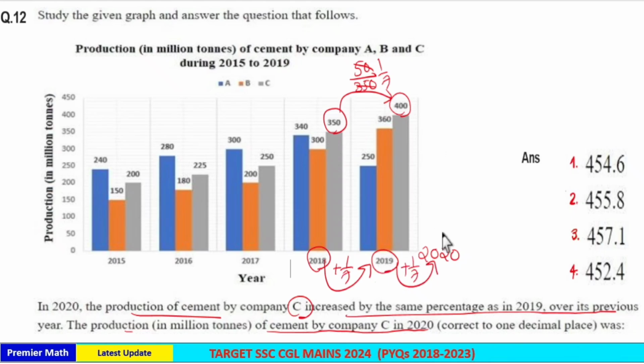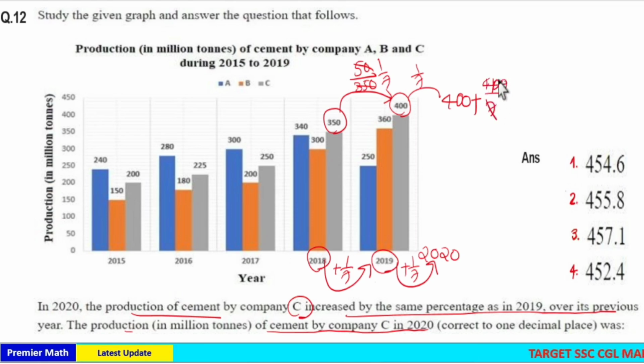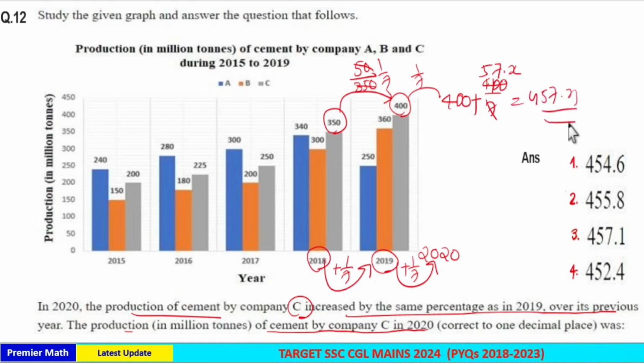Which means production in 2020 is previous year production 400 plus 1 by 7 increment from 400, means 1 by 7 of 400. 7 goes 5 times 35, remaining 5. 7 goes 7 times in 49. So 57.x plus 400 means 457.x. Option 3 is your answer.